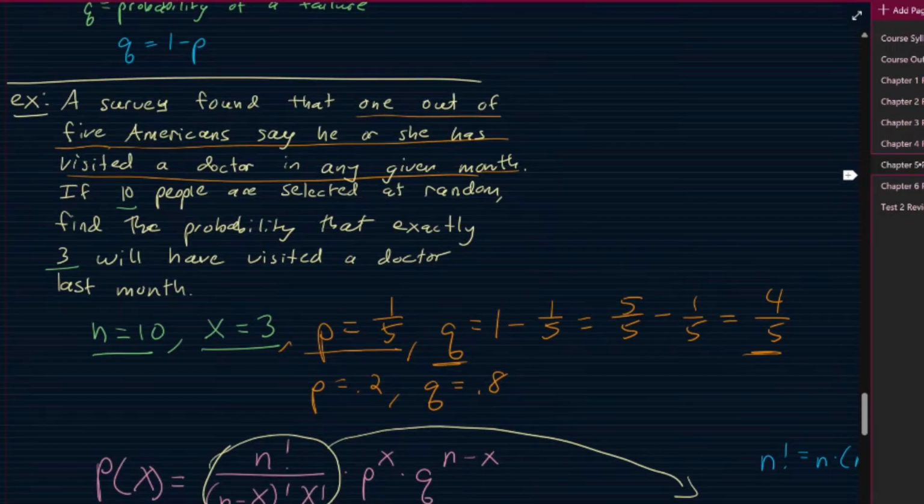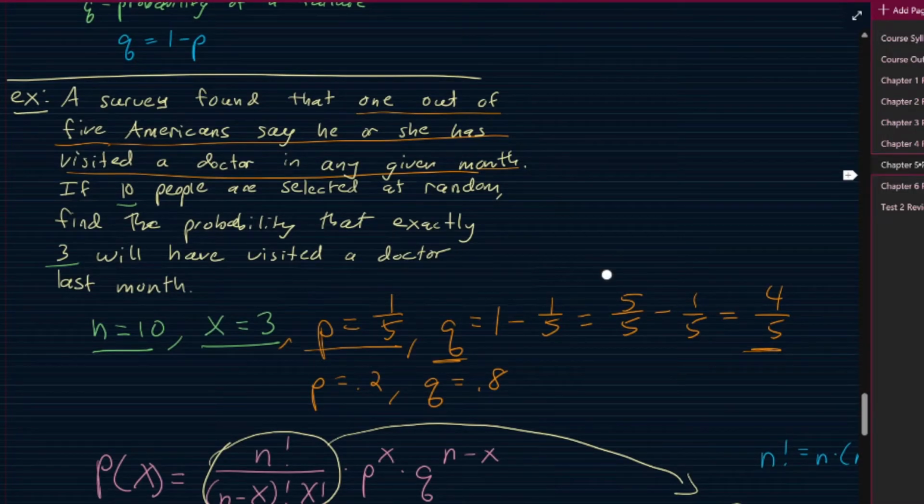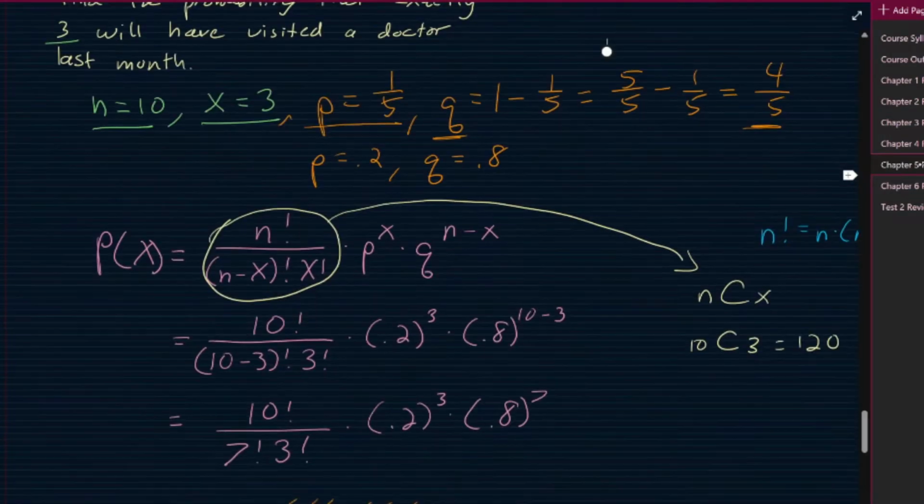Very often it's like a word problem, and they're going to tell you what the P is. They'll tell you what the N is. And they'll tell you exactly how many they want to see what the probability is of. So, go through the problem, identify what the specific values are, and then you got to plug them into the formula.